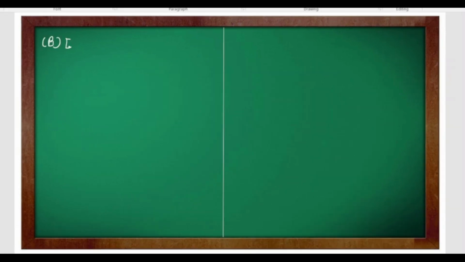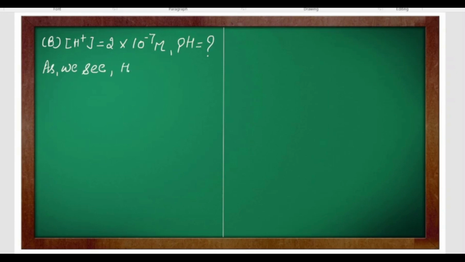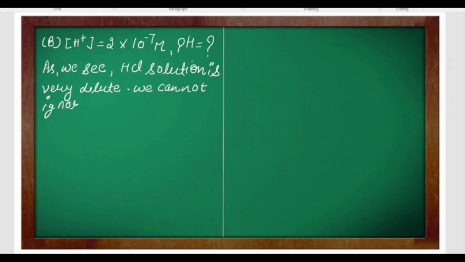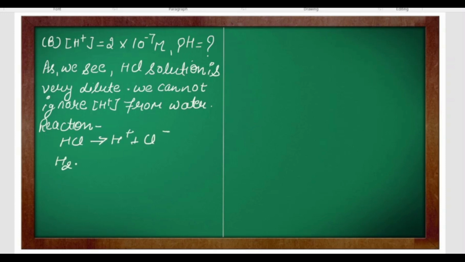In part B, the given hydrogen chloride concentration is 2 multiplied by 10 raised to power minus 7. As we see, the hydrogen chloride concentration is very low, so we cannot ignore the hydrogen ion coming from water. From the two reactions, HCl gives hydrogen and chloride ion, and water gives hydrogen and hydroxide ion. The total hydrogen ion concentration in solution is H plus from water and H plus from acid.